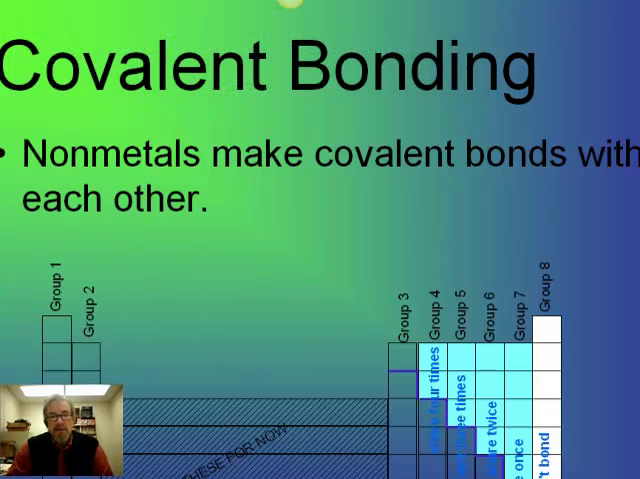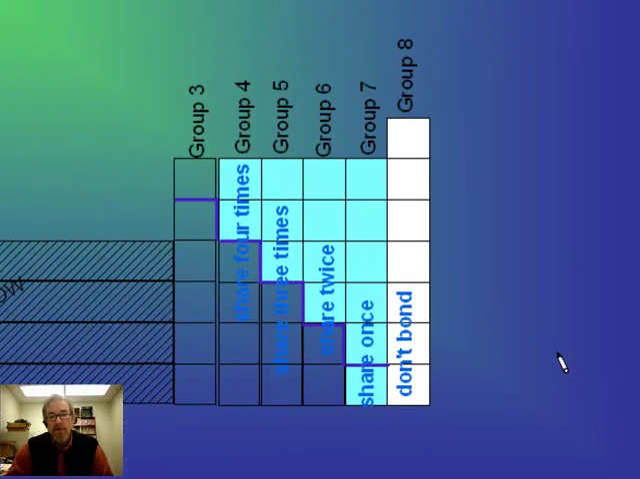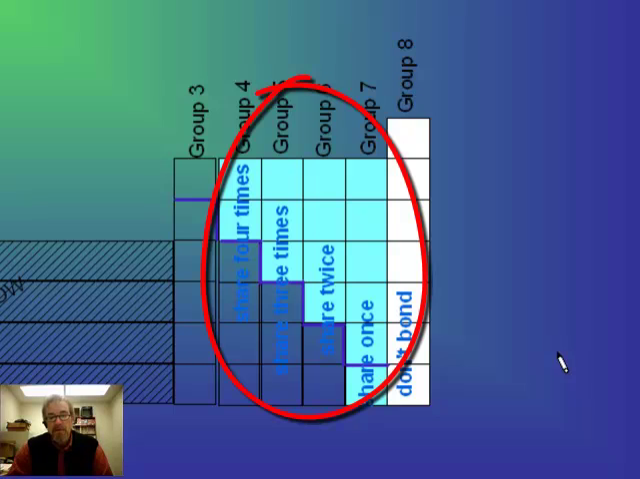Nonmetals, as I said earlier, are the ones that are going to make covalent bonds with each other. So the things down in the right-hand side of the periodic table here, when they bond to one another, they're going to do it by sharing. And that's because everything on the right side of the periodic table, all the nonmetals, need to achieve stability by gaining electrons. And so they're not going to give up any electrons at all. They have to do it by sharing.